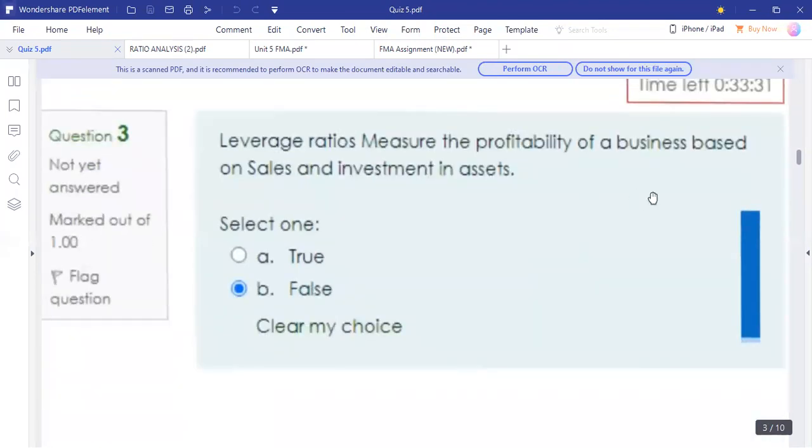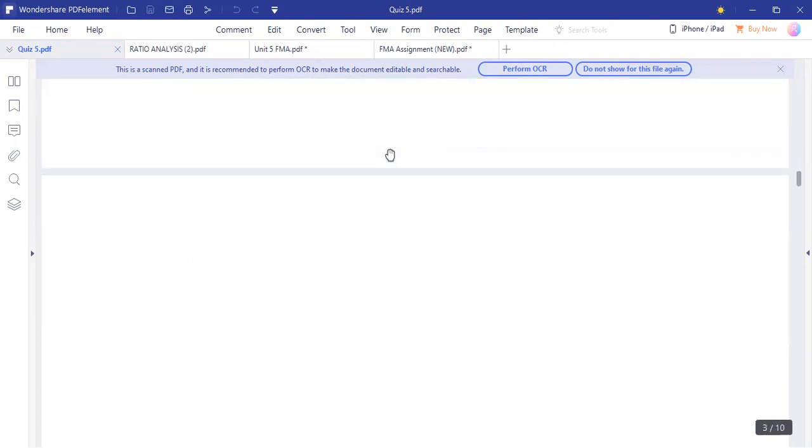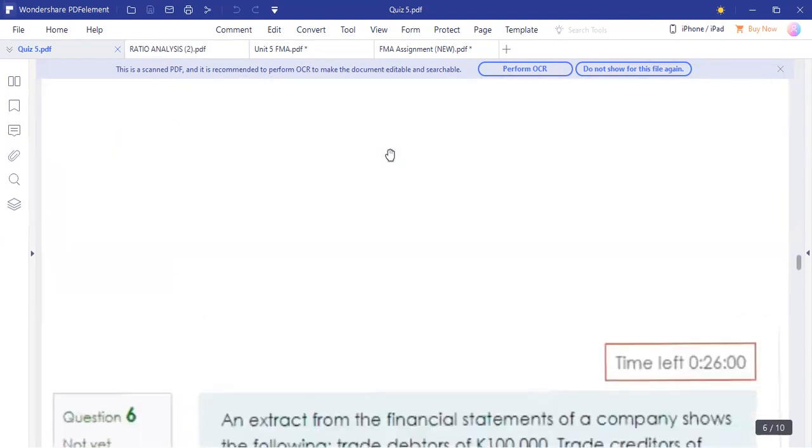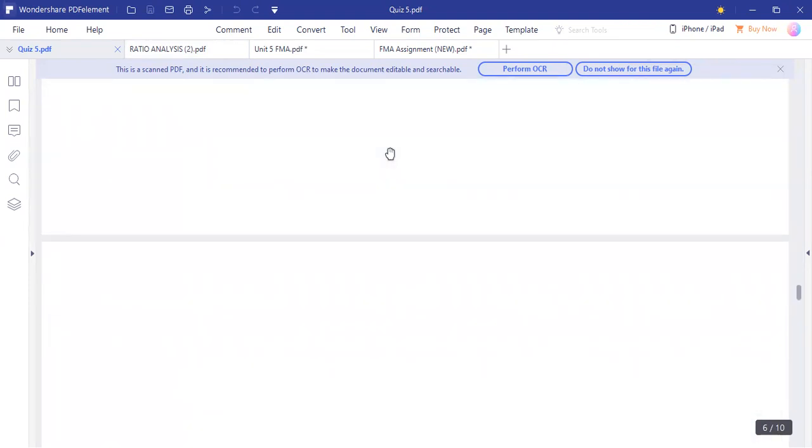Then leverage ratios measure the profitability of a business based on the sales and investment in terms of assets. Is that true? No. Which ratio is interested in the profitability of a business based on the sales and investment? Profitability ratios, correct. So this is a calculation. We go to, this is also a calculation.